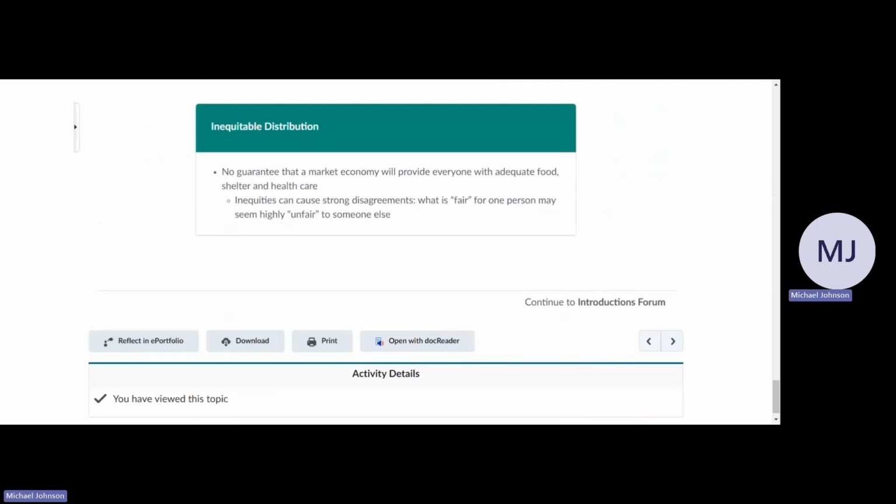Inequitable distribution: there is no guarantee that a market economy will provide everyone with adequate food, shelter, and healthcare. Inequities can cause strong disagreements. What is fair to one person may seem highly unfair to someone else.